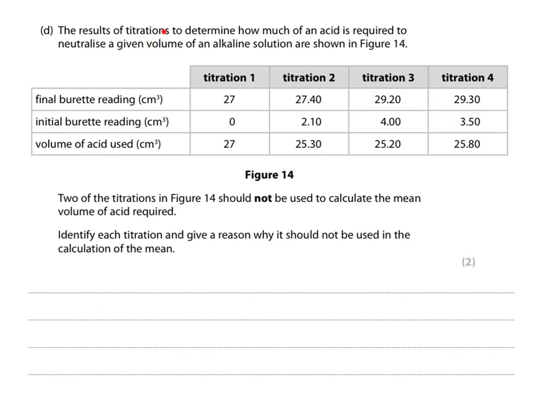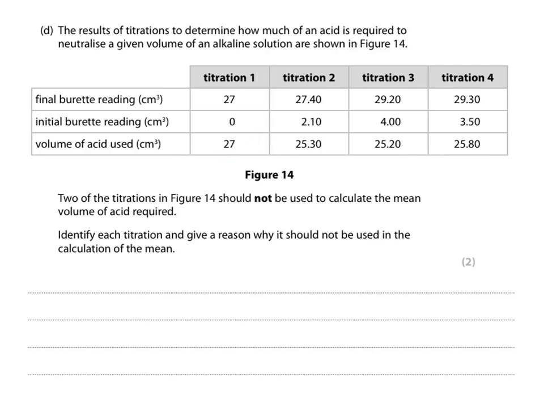The results of titrations to determine how much of an acid is required to neutralize a given volume of alkaline are shown below in figure 14. So they did 4 titrations, and you can see every time the initial reading on the burette was around about sort of less than 5. That's where the burette started at, the volume started, and then it's the final where it ended up, and therefore this is the volume of acid calculated. So you just take one from the other, so 27 minus 0, 27.4 minus 2.1, and it gives you the volume of the acid used. So you can see generally the volume of the acid used was around 25, and this first one was a bit higher.